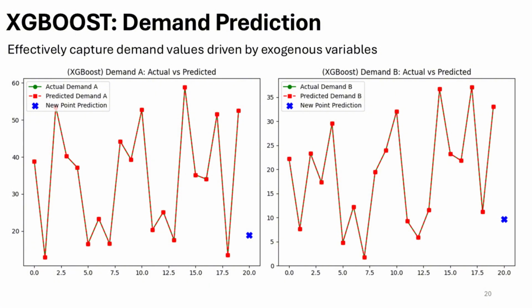It doesn't just follow the trend, it hugs the data points. It understands that the relationship between ad spend and demand might change based on the day of the week. Look at the new point prediction, the blue X at the end of the chart. Because our training error was so much lower than the LR model, we can have much higher confidence in this forecast. For product A, we are looking at a predicted demand of roughly 19.